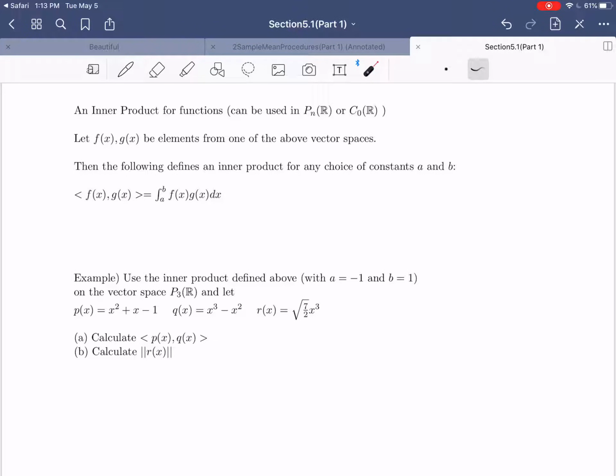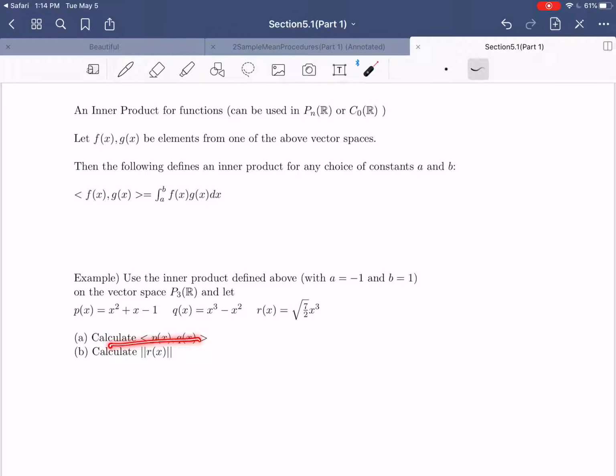All right, but for us, let's jump right in to looking at an example. We're going to use the inner product defined above, with a being -1 and b being 1, because the choice of a and b doesn't matter in terms of making it an inner product. We'll do that on P3 of R, the polynomials of degree 3 or less. So here are a couple of polynomials of degree 3 or less. We're going to let P of x be x squared plus x minus 1, Q of x be x cubed minus x squared, and R of x be the square root of 7/2 times x cubed. This seems nicely contrived, the square root of 7 over 2. That's probably chosen for some specific reason we'll see in a moment.